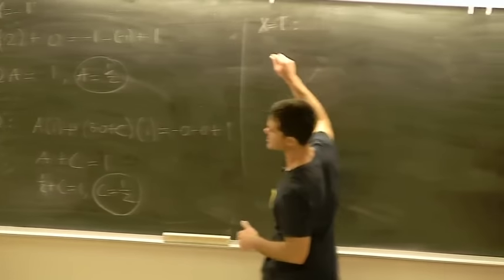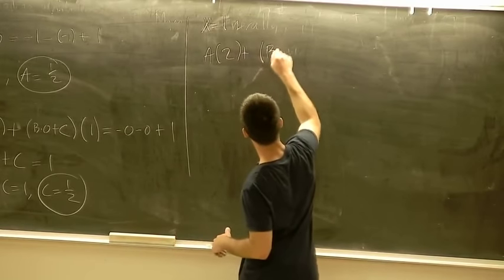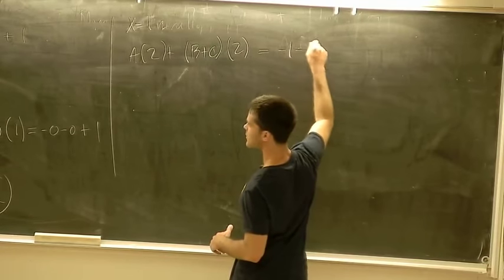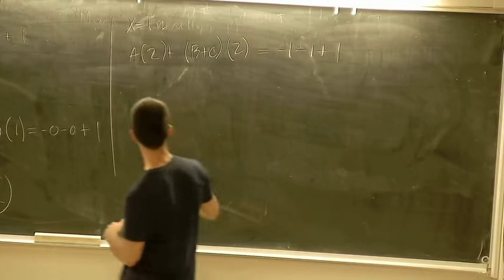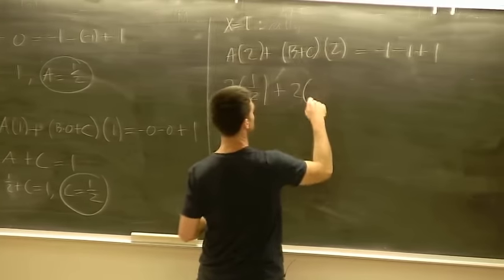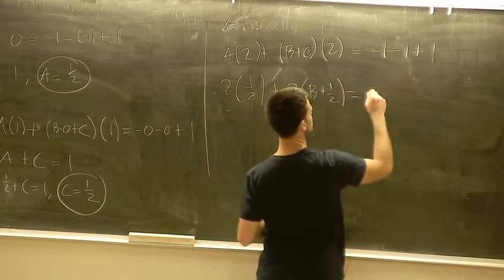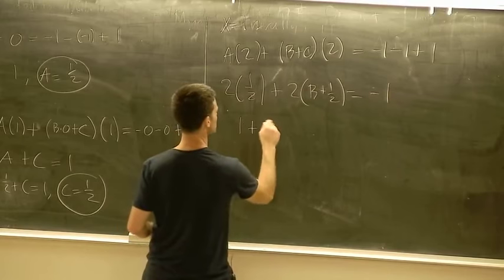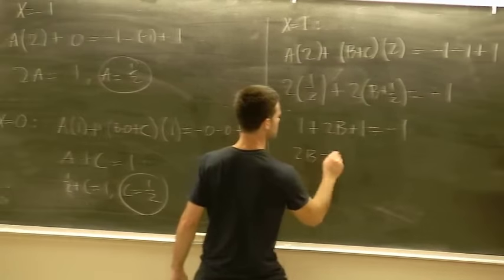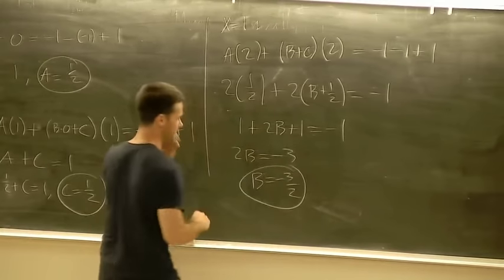You got the idea. Okay, so a times 2 plus b plus c times 2 equals -1 minus 1 plus 1. 2 times a, which is a half, plus 2 times c, which is a half, equals -1. So 1 plus 2b plus 1 equals -1. So 2b is -3, and b is -3/2.